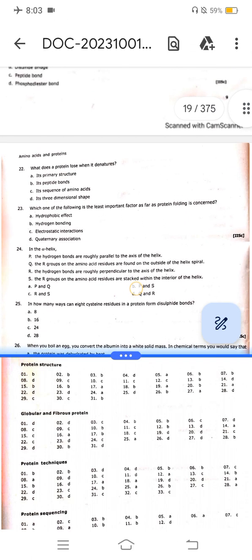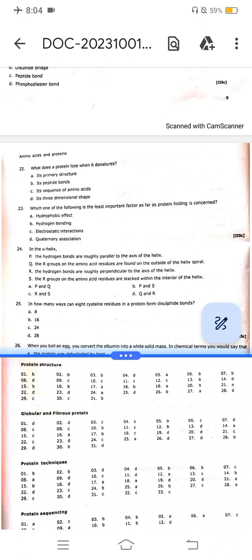Okay. Then, what does a protein lose when it denatures? When it denatures, it loses its three-dimensional shape. Not its primary structure, its peptide bonds, its sequence of amino acids, just its three-dimensional structure.